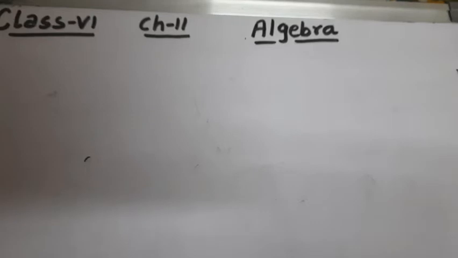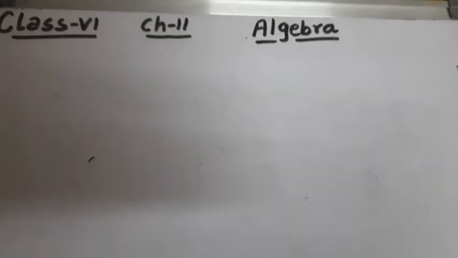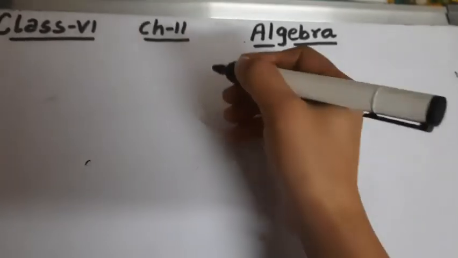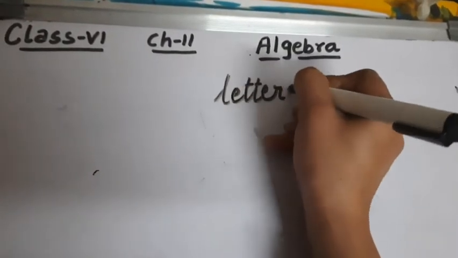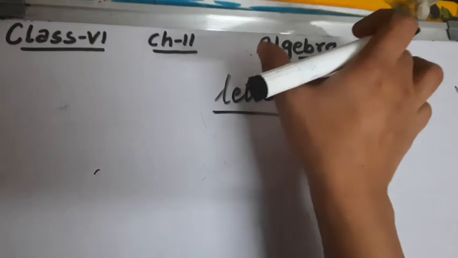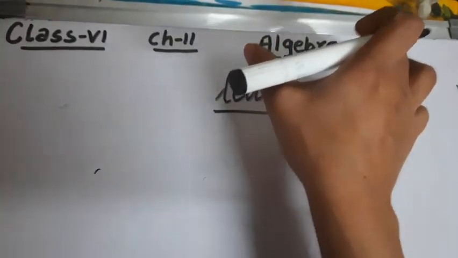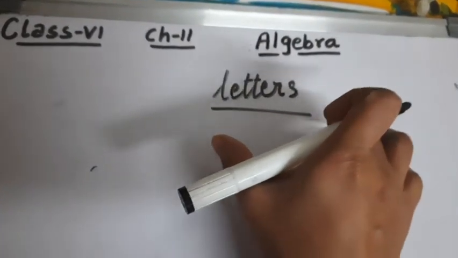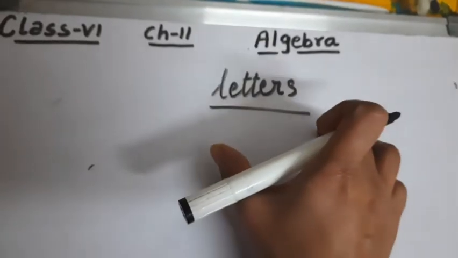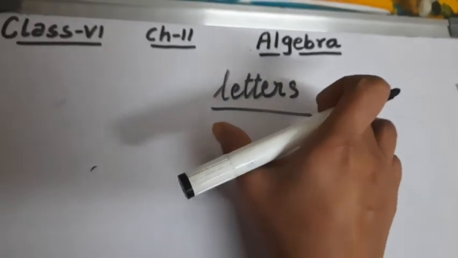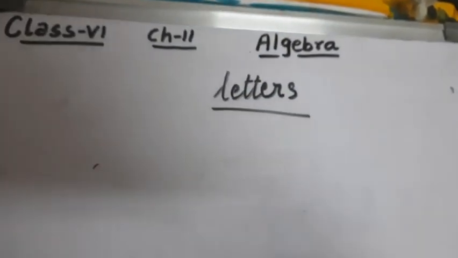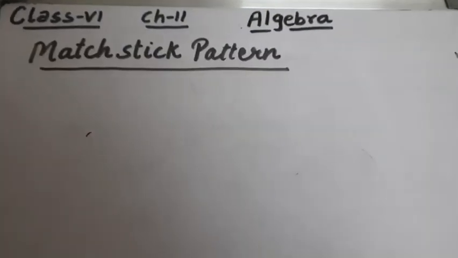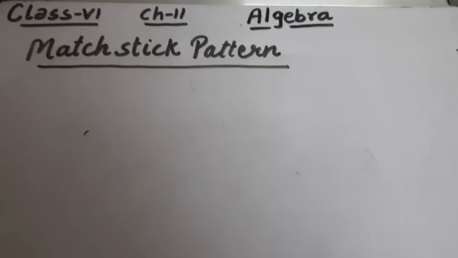The main feature of the new branch which we are going to study, that is algebra, is the use of letters. The use of letters will allow us to write the rules and formula in a general way. Okay? First topic in your course is matchstick pattern.